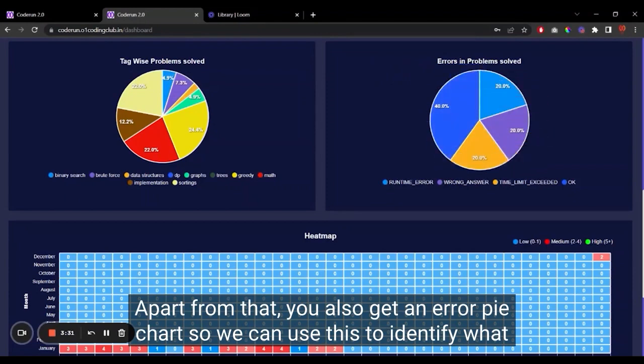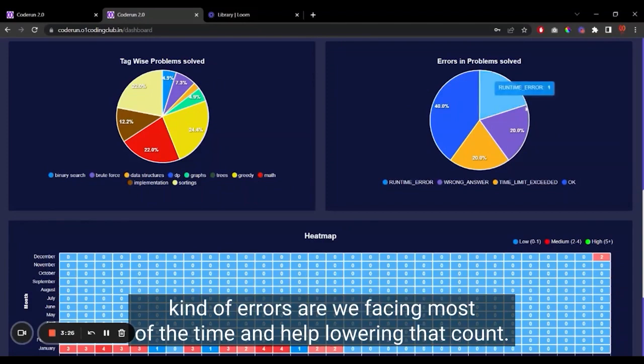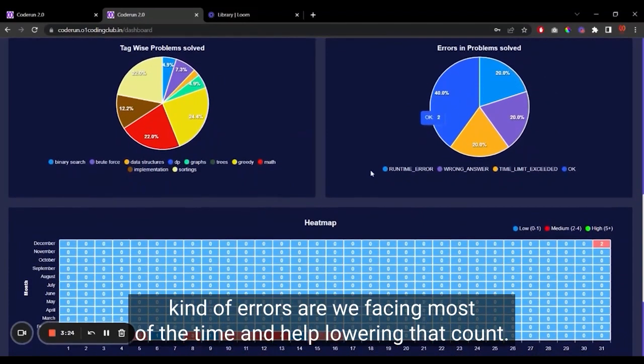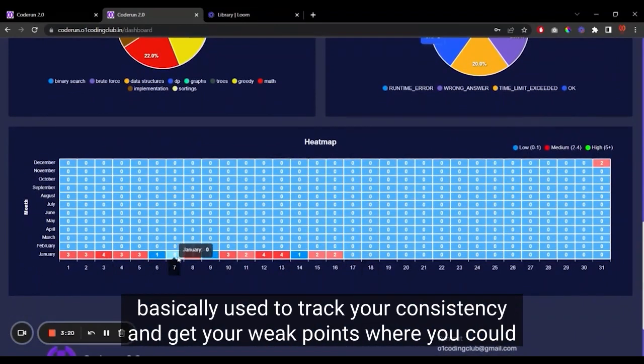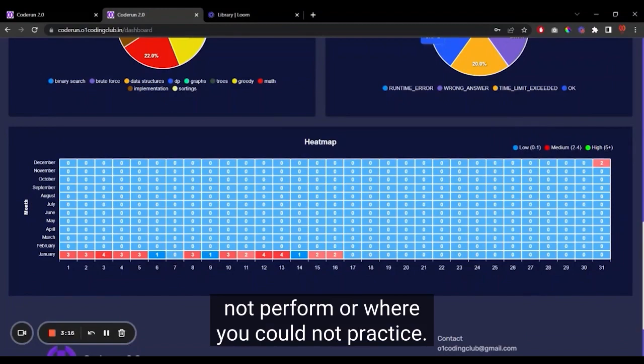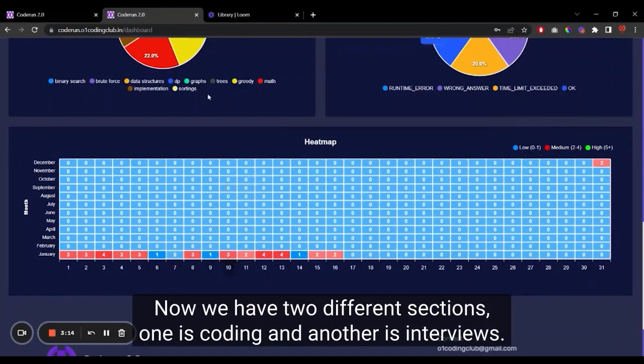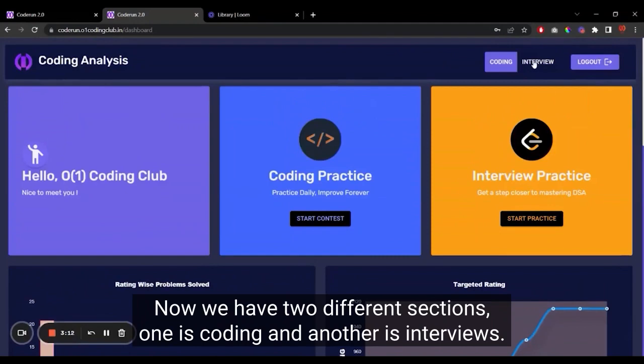So we can use this to identify what kind of errors we are facing most of the time and help lower that count. The next chart is the heat map, which is basically used to track your consistency and find your weak points where you could not perform or could not practice. Now we have two different sections. One is coding and another is interview.